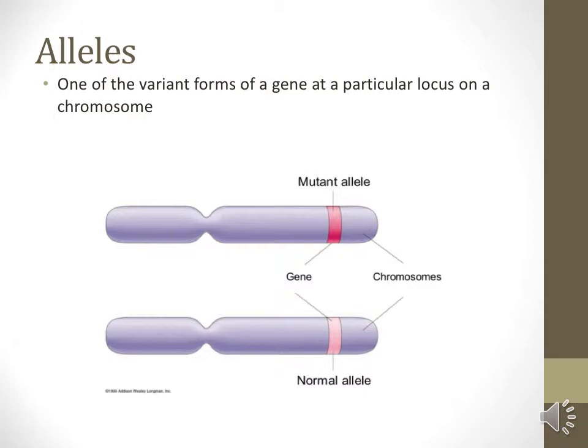Okay, so each pair of alleles represents the genotype of a specific gene. A genotype would be homozygous if there are two identical alleles at a particular locus, and heterozygous if they are different. So again, what we're seeing here in this diagram, this would be heterozygous, right? Because we have a mutant allele and one normal allele.